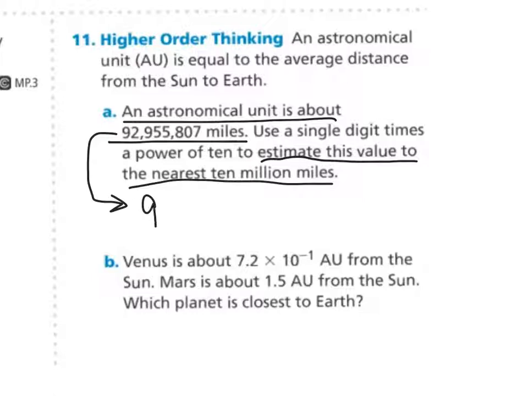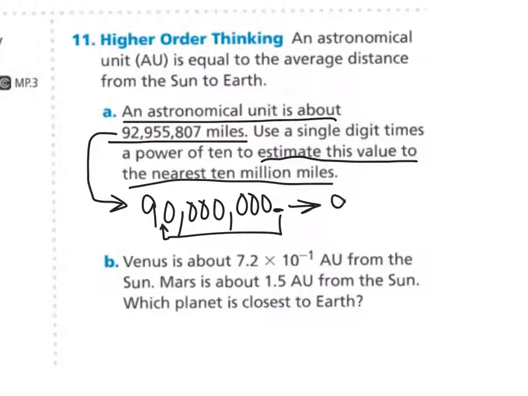So this is between 90 million and 100 million. It's closer to 90 million miles. And then we're going to write that in scientific notation. So our decimal's here, we want it to be right after that 9. It's a big number. It's going to be a positive exponent. That's moving the decimal 7 places, so this would be the same as 9 times 10 to the 7th power as our estimate.